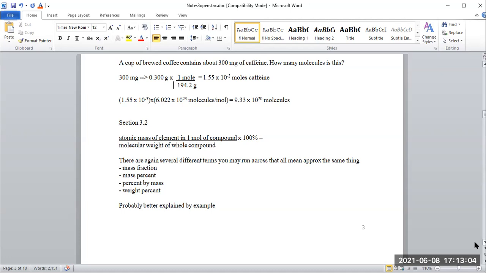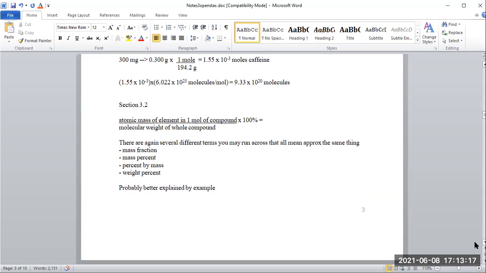Again, your textbook may not match your lab book in terms of which word phrase they like to use. You might see it called mass fraction. You might see it called mass percent or percent by mass. You might see it called weight percent.